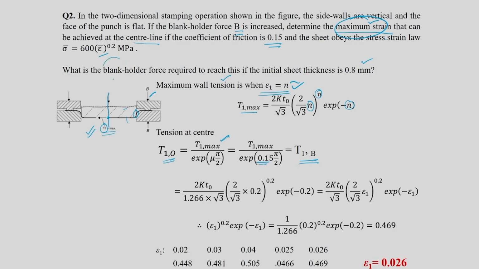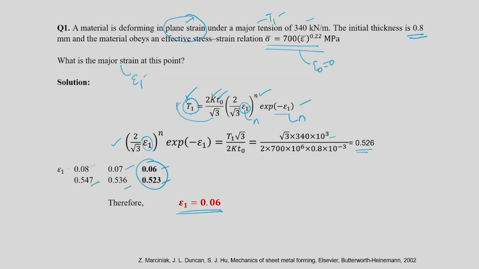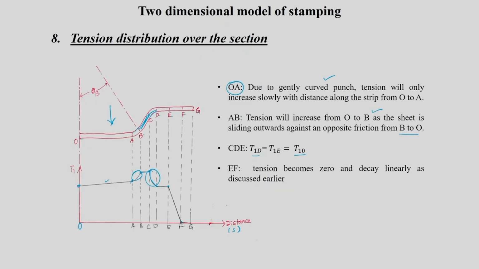Why? Because we need to calculate this, and for that we are going to use this particular situation. That situation is this situation, like this. Your T1 at this location will be the same as what you got here. Basically this particular point is what we need, because this is where your blank holding force is going to act, between E and F. So this particular point you need. This is the same as this particular one.